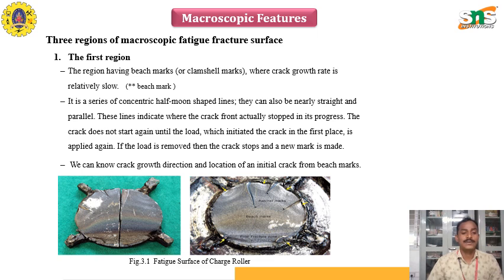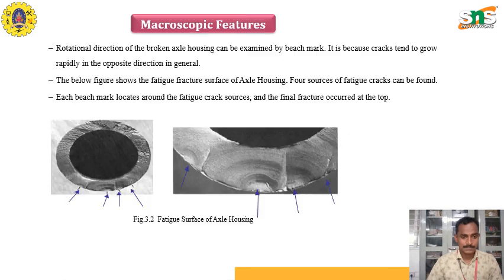It is a series of concentric, moon-shaped lines. They can also be nearly straight and parallel. These lines indicate where the crack actually stopped in this process. The crack does not start again until the load which initiated the crack in the first place is applied again. If the load is removed, the crack stops and a new mark is made, from which we can know the crack growth direction and the location of all the initial cracks: beach marks.